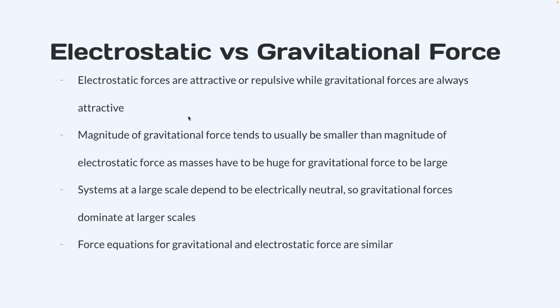There are many comparisons that can be drawn between electrostatic and gravitational force. One thing to note is that electrostatic forces are attractive or repulsive. Gravitational forces are always attractive. The magnitude of gravitational force will usually tend to be smaller than the magnitude of electrostatic force, because the masses have to be huge for gravitational force to be large and have an impact. For example, the mass of Earth has a gravitational force.